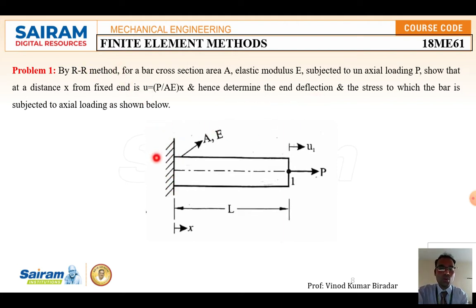Using the RR method, what is the procedure? You have to identify which bar is given, then remember the formulas, apply the procedure, and you are going to get the deflection and stresses. So this is a bar subjected to axial load, one end is fixed, and at the other end the load is acting. A is nothing but the area, E is the Young's modulus, the displacement at the load point is U1, and the total length is L. The displacement at the fixed position is equal to 0 here. So this is the explanation of the given diagram.